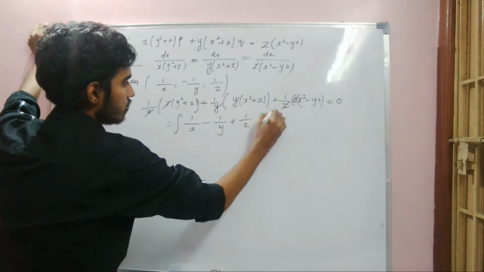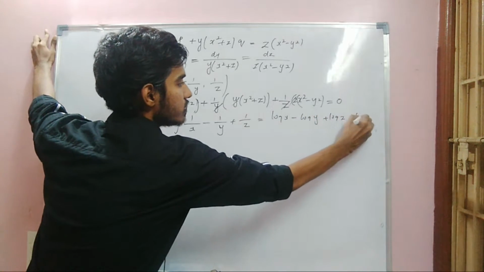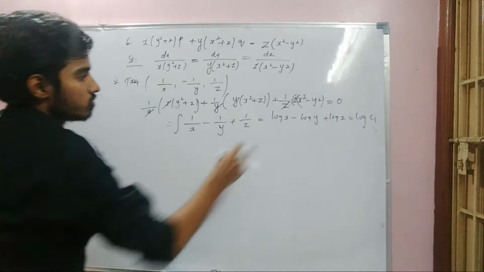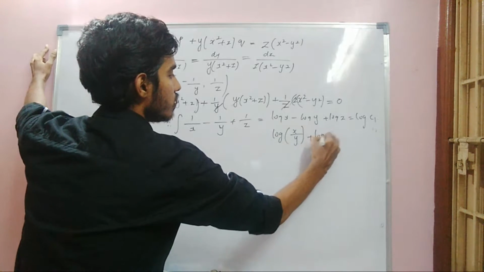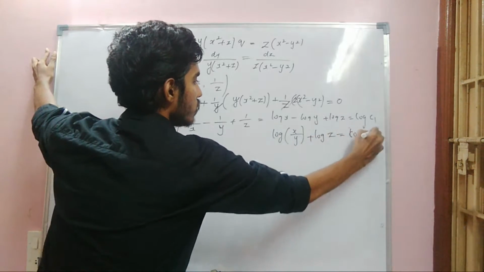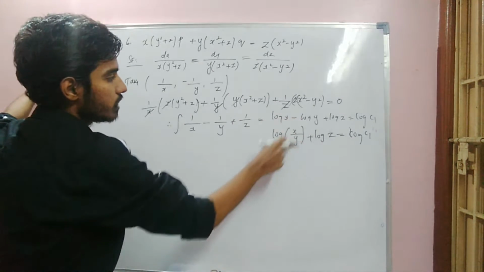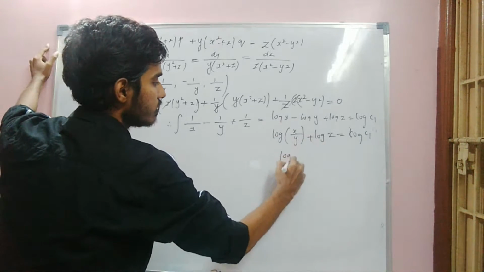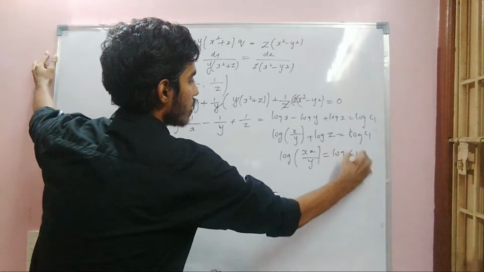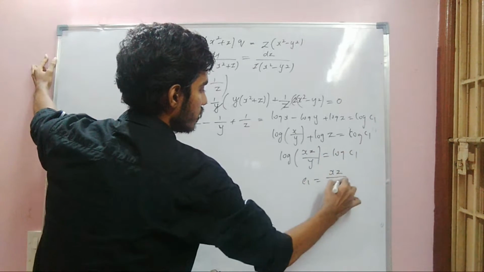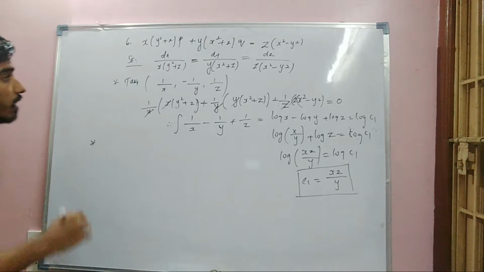So this is equal to log x minus log y plus log z is equal to log c1. So from this I can write log x by y plus log z equal to log c1 because all are not plus. If all are plus, we can write log x by z. So from this I am using log a minus log b is equal to log a by b. So log a by b plus log z is equal to log c1. So therefore c1 is equal to xz by y. Xz by y. So now we have to find another multiplier.